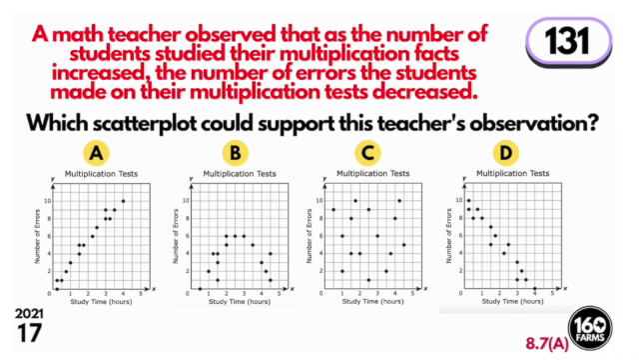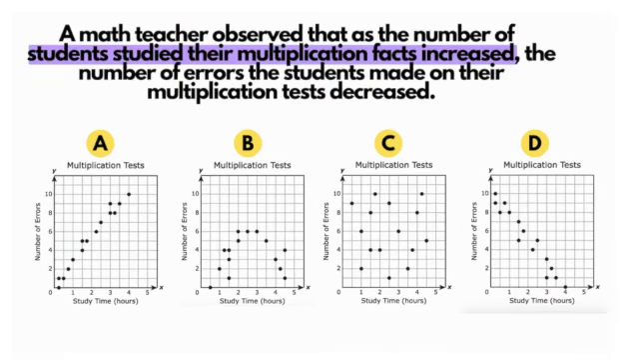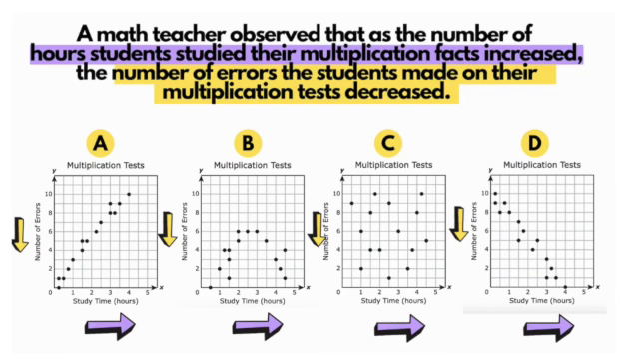Looking at scatter plots, what we want to think about is what's happening in this problem. It would make sense that if students studied, they would get better at a skill. So as study time in hours moves to the right, when we look at the yellow arrow, the number of errors should go down. So we're looking for a linear relationship. Let's go through these answer choices one at a time and see if they make sense.